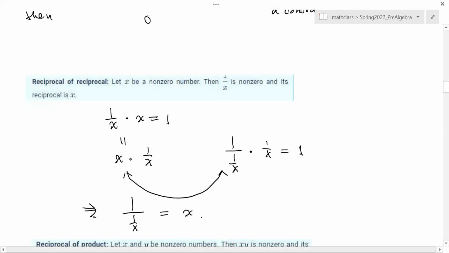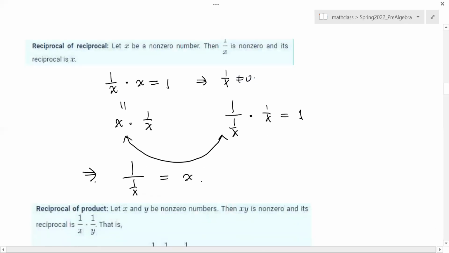And this cannot be 0, because if 1/x is 0, then 0 times x is going to be 0. It's not going to be 1. So this obviously implies 1/x is not going to be 0, otherwise 0 times any number is going to be 0. If x is non-zero, 1/x is defined; if x is 0, 1/0 is not defined. All right, so that is how we prove that.